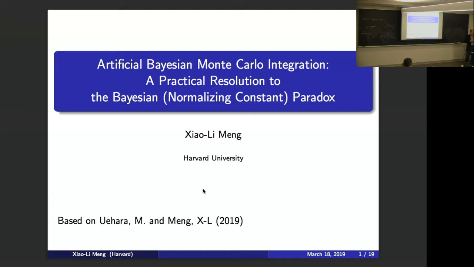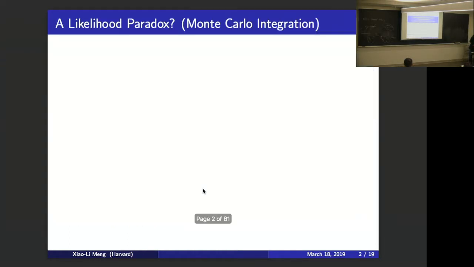And in fact, we developed something that eventually I think will be very useful for thinking about how you do Monte Carlo integration as a statistical problem. Most of the time we do Monte Carlo integration in a very simple-minded way. Let me just show you what this is. So I'm going to present this thing. I'm going to tell you people think it's a likelihood paradox.